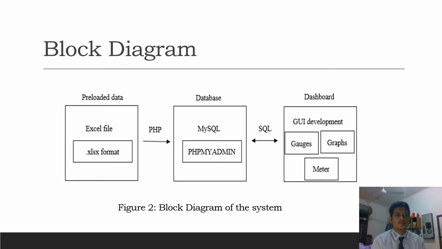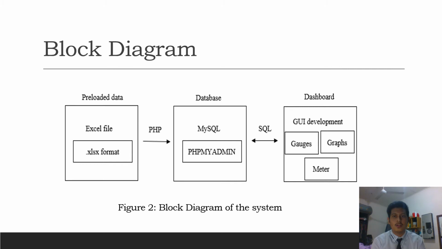This is the block diagram for this system. For the input part, as you can see here, is the preloaded water parameter data, which is in the form of an Excel file. The Excel file needs to be transported to the database by using the PHP language. The database used is the MySQL database, which the user can see the interface of on phpMyAdmin. Structured query language or SQL is used to interact between the database and the dashboard.